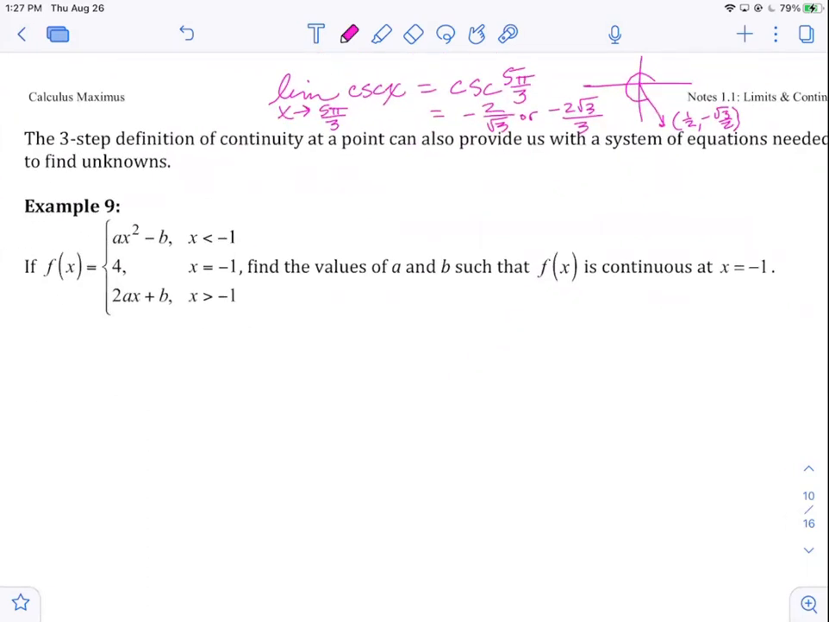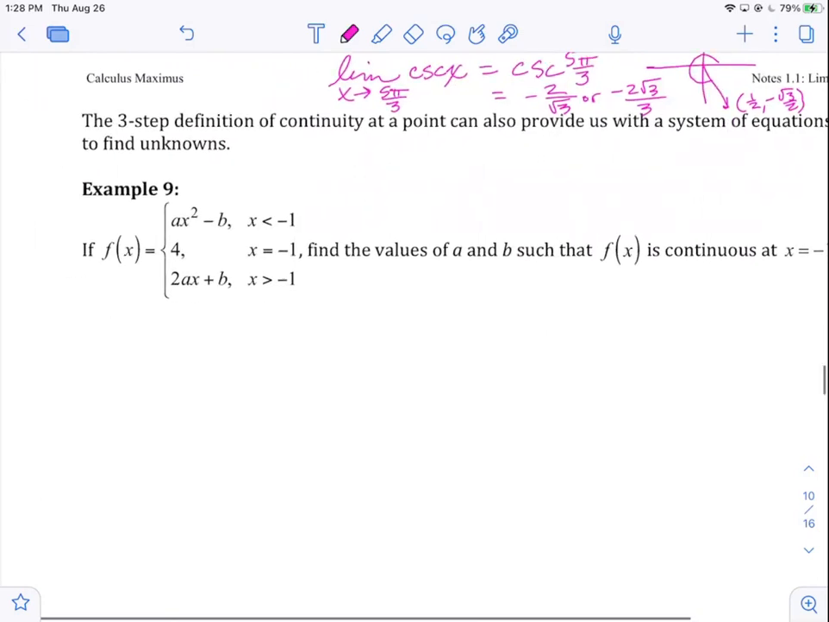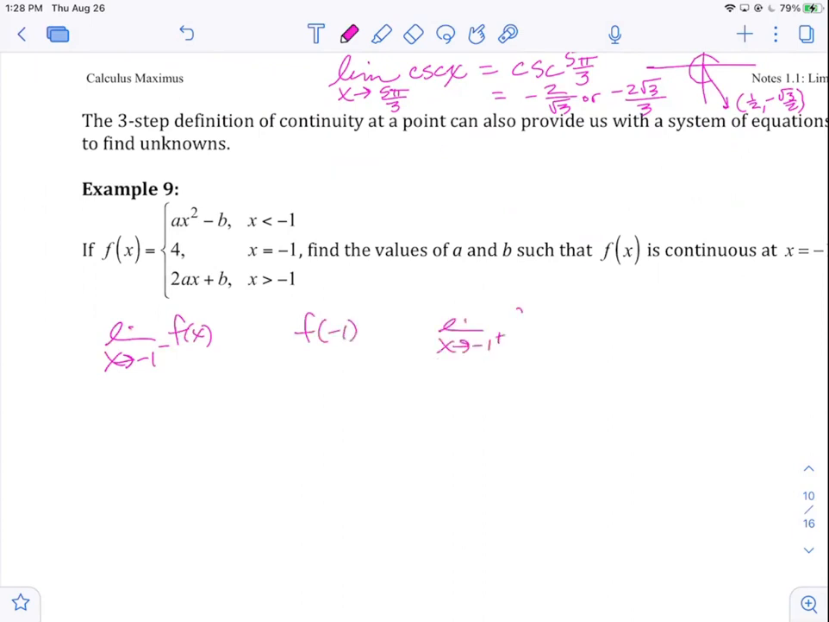If f of x is this triple-headed piecewise function, it's a parabola to the left of -1. It's the ordered pair -1, 4. And then to the right of -1, it's the line. Find the values of a and b, which are constants in the equations, so that the function is continuous at -1. Okay, well, let's go ahead and set up our machinery. The limit as x goes to -1 from the left, f of -1, and the limit as x goes to -1 from the right of f.